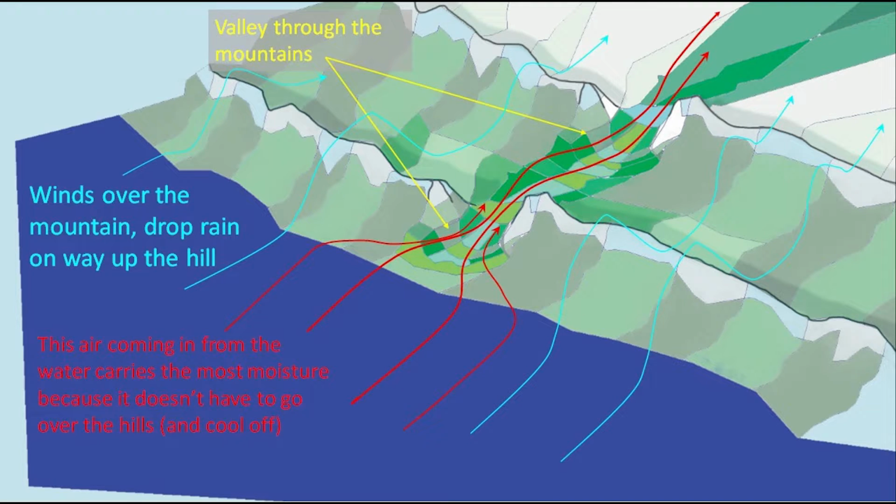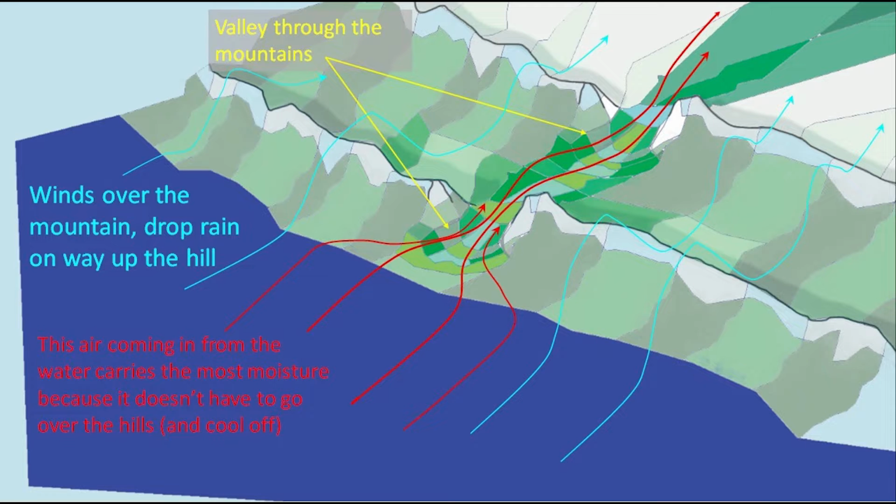Now, if we look at a bigger part of the land and we say, hey, there are some mountains and a valley that runs up between the mountains, and there's an ocean and air is trying to go across from the ocean over to the land. We think, hey, these mountains are in the way, right? The air has the choice to go either through the valley that's there or across the mountains.